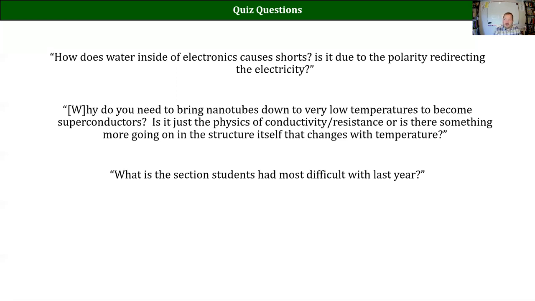It's not quite as good as steel wool with a 9-volt battery, but it's almost as good. Steel wool with a 9-volt battery is kind of fun, but it will light things on fire if you're not careful.